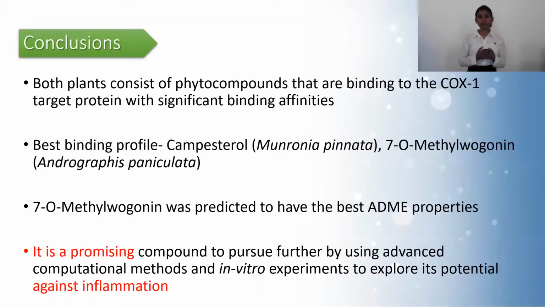According to the results obtained throughout the research, it can be concluded that both plants contain phytocompounds that bind to the COX-1 target protein with significant binding affinities. Among them, the best binding profiles were obtained from campesterol and 7-O-methylvogonin. Out of these two, 7-O-methylvogonin was predicted to have the best ADME properties. Therefore, it is a promising compound to pursue further using advanced computational methods and in vitro experiments to explore its potential against inflammation.